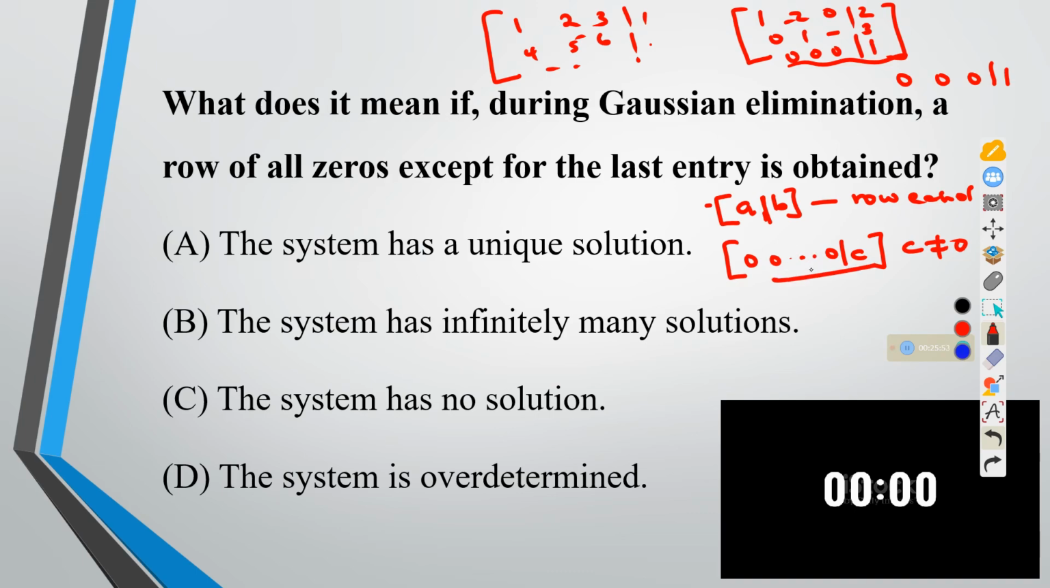So when you have such a row where all these are zeros except the last entry, then it means that this system here has no solution, because 0 equaling to C, when C is not equal to 0, is impossible. You cannot have 0 equaling to 2. You cannot have 0 equaling to 5. This is impossible. So for that case, it means the system has no solution, and C will be the required answer, which means that our system is an inconsistent system and has got no solution. So that is the required answer there. So we shall look at the next question.